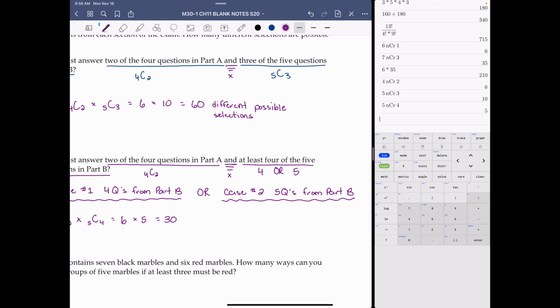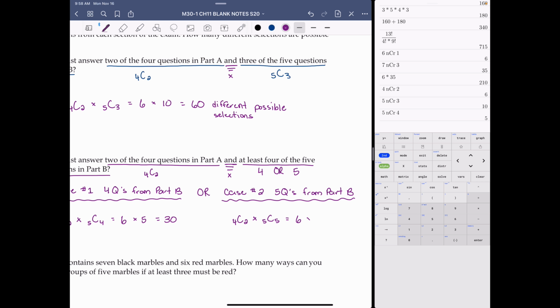For case 2, part A, we're still getting 2 questions from part A, so 4C2 times, this time we're doing 5C5 for part B. 4C2 is 6 times 5C5 should be 1. There's only one way to choose 5 questions from a group of 5 questions. So 6 times 1 is 6. And then we have or between the 2 cases, which means we are adding the numbers from the 2 cases. So we get 30 plus 6, which equals 36 possible selections.